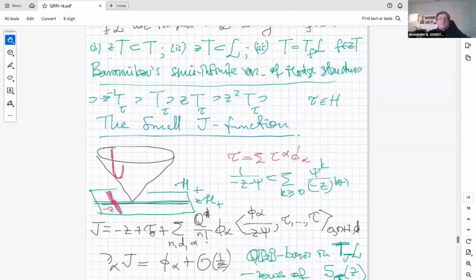So in other words, that cone remembers all this. It's a graph of the differential of the full descendant genus zero potential, which is a function of infinitely many variables.